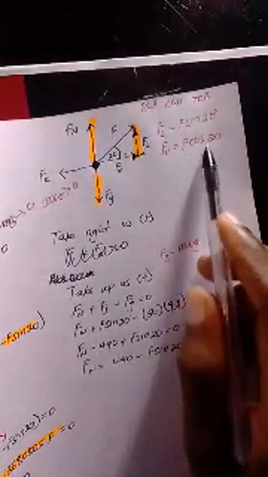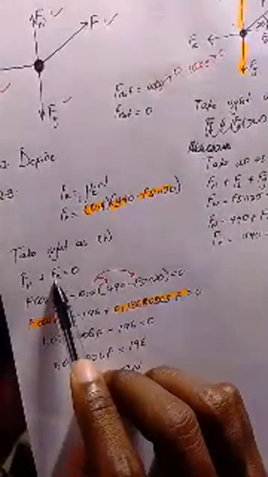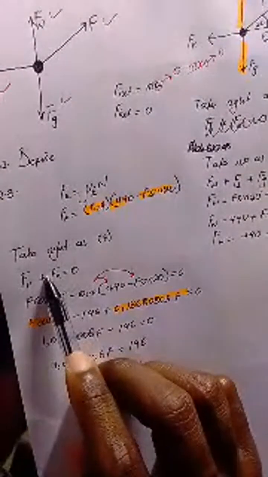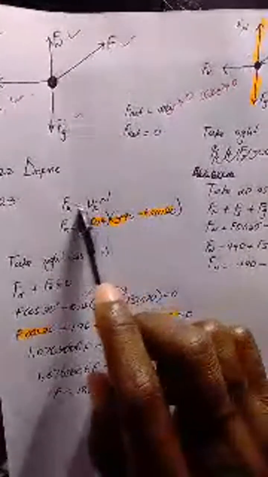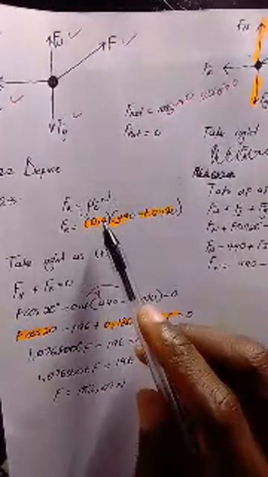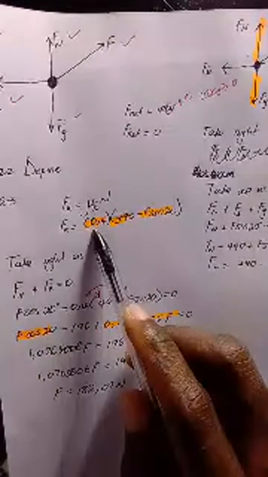F parallel is F cos 20. We don't have Fk. Our problem was this guy. We had to find this guy. So now we try to find this guy. Here's the formula to find the kinetic friction. It's coefficient and the normal. We were given the coefficient is 0.4, but the normal, we don't have the normal.